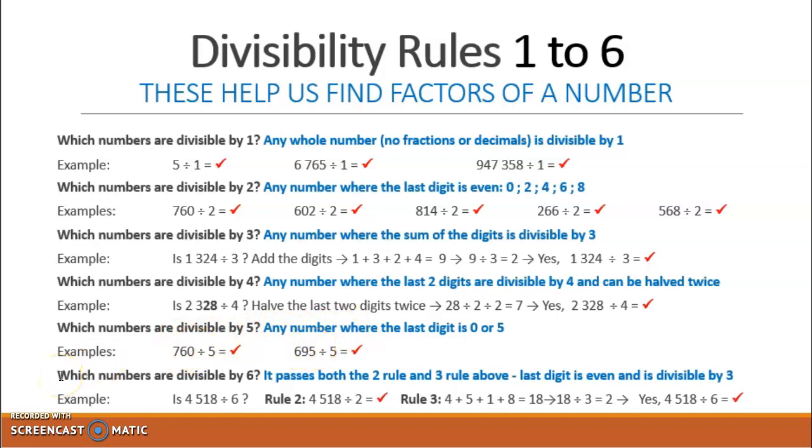Next, which numbers are divisible by 6? So that is any number that passes both the 2 and the 3 rule above. So the last digit is even and it needs to be divisible by 3. For example, 4,518. Passing through the second rule, 4,518 ends in an 8, so it is divisible by 2. And rule 3, we add the digits, they come to 18. 18 divided by 3 is 6, no remainder. So yes, 4,518 is divisible by 6.